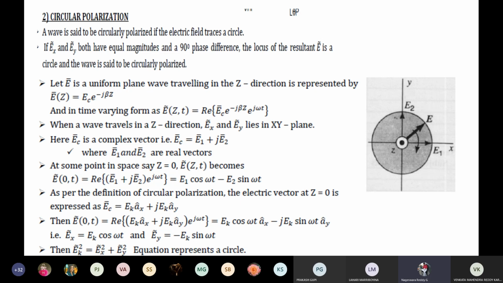So circular polarization. What is circular polarization? A wave is said to be circularly polarized if the electric field traces a circle. So if Ex, the electric field along the x-axis, and Ey, the electric field along the y-axis, have both equal magnitude and a 90 degrees phase difference, the locus of the resultant E is a circle and the wave is said to be circularly polarized.